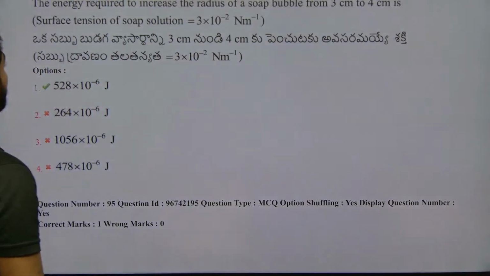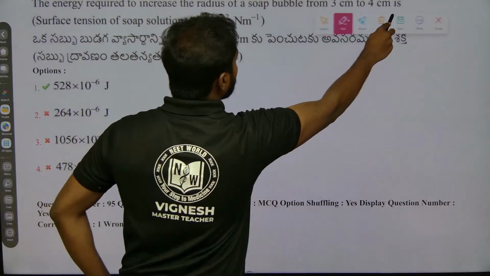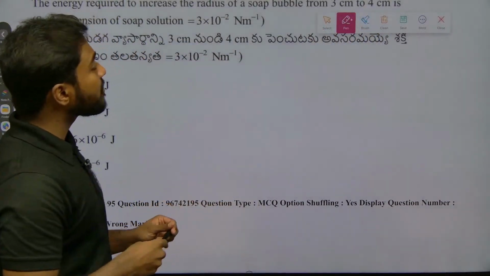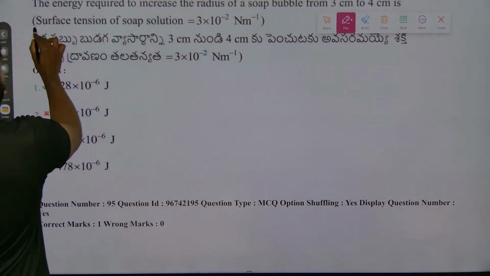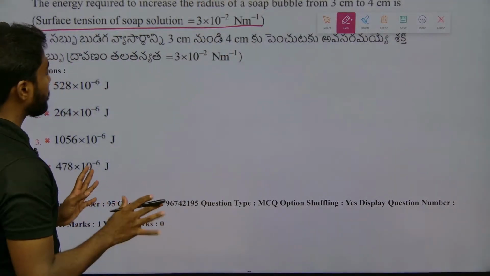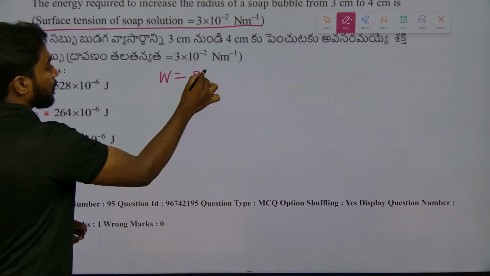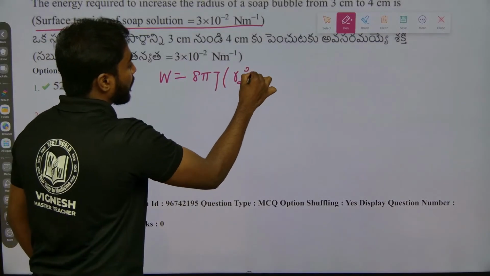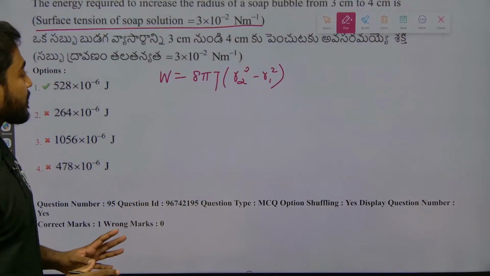So, energy required to increase the radius of a soap bubble. I need to find the energy to increase the radius of a soap bubble from 3 centimeter to 4 centimeter. The surface tension has been given. I need to find the energy. So simple formula: W is equal to 8 pi T into R2 square minus R1 square. That's it. The direct formula is there for this question.